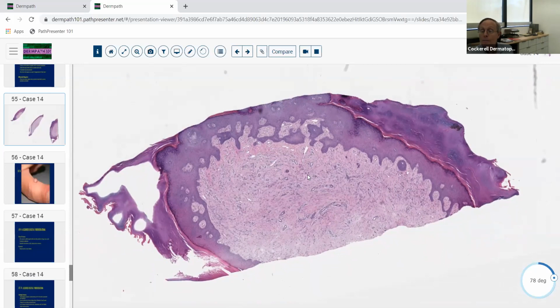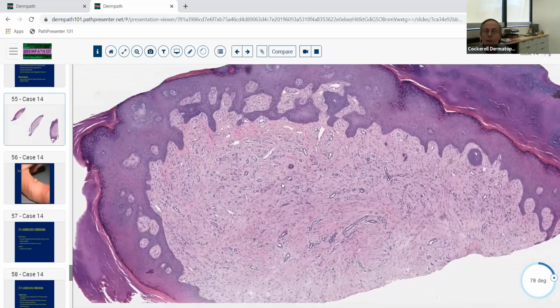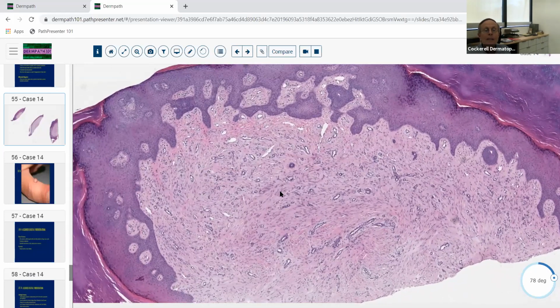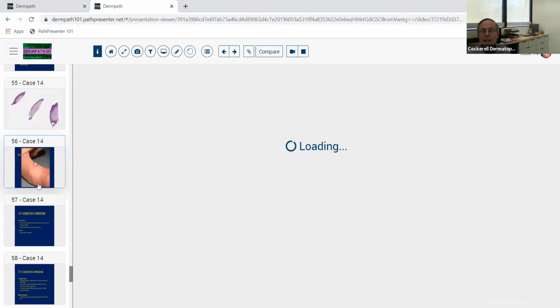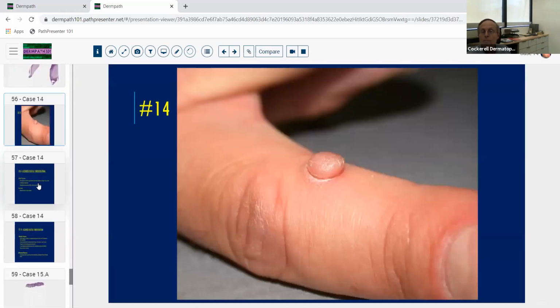So the name is good. It fits. It's acquired. Usually comes on sometime, usually in infancy or whatever, but it can come on later in life too. And when you see them clinically, they look like these little bumps like this. Now, the differential diagnosis for something like this would be an accessory digit. These can also occur kind of down in this area.